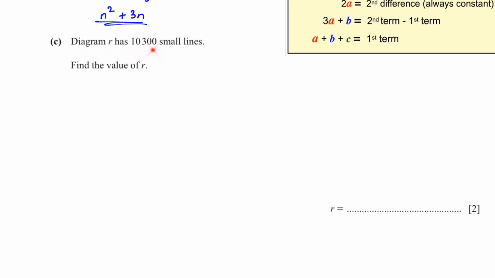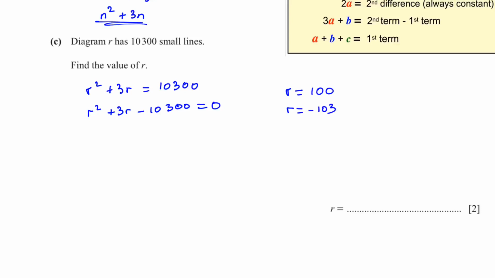Diagram R has 10,300 small lines. Find the value of R. So you have to use this formula here. Replace the n with R. So R squared plus 3R is equal to 10,300. Bring it to one side. R squared plus 3R minus 10,300 is equal to 0. Use a calculator and put the expression in the calculator. To solve, depending on the calculator, use mode 3 or mode 5 and you will get R is equal to 100 and R is equal to negative 103.